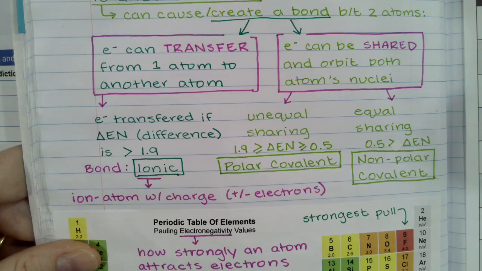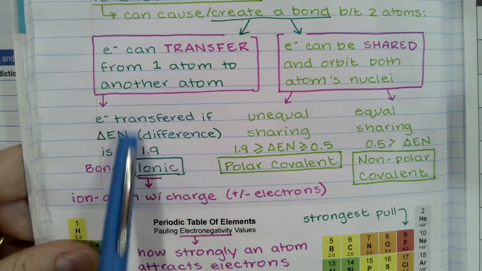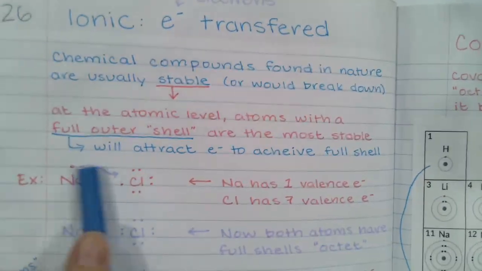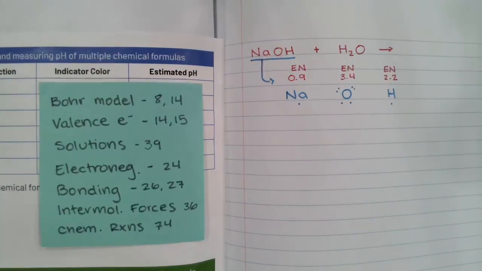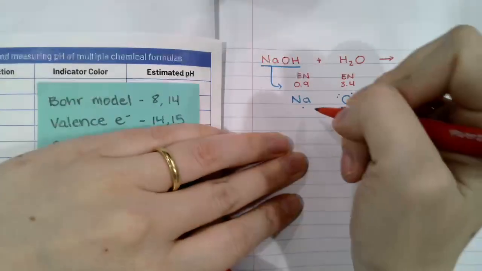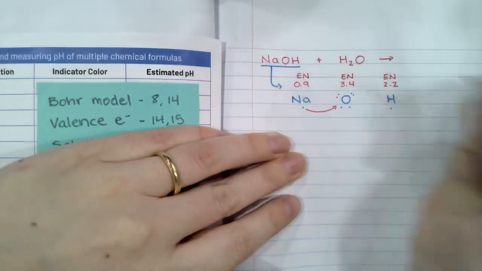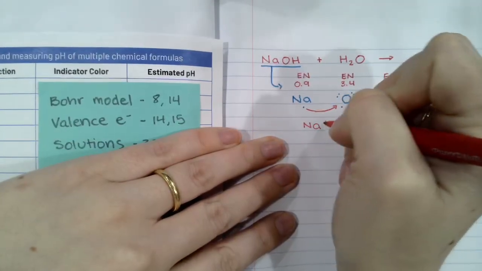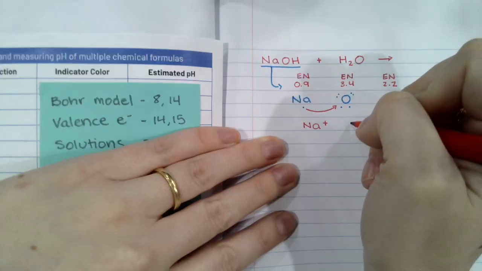What did you say it was? 2.5? It's ionic. It's going to be ionic. That's right. So when we have an ionic bond, page 26, we transfer electrons. We're not sharing, we're transferring. So let's transfer this electron from here to here. Okay, now sodium is going to be positively charged, and oxygen is going to be negatively charged.